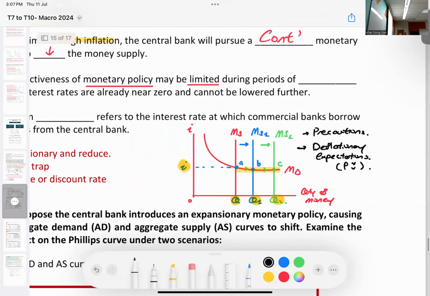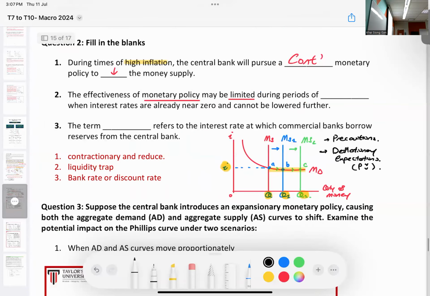So therefore, monetary policy is ineffective here. This is called a liquidity trap. So the answer for this one is liquidity trap. The interest rate is near zero already and cannot go lower further.